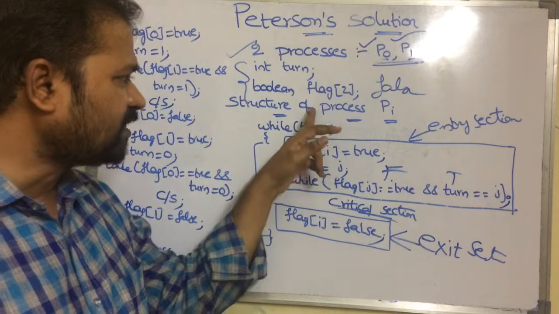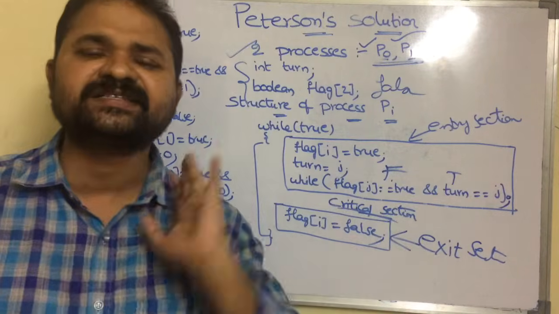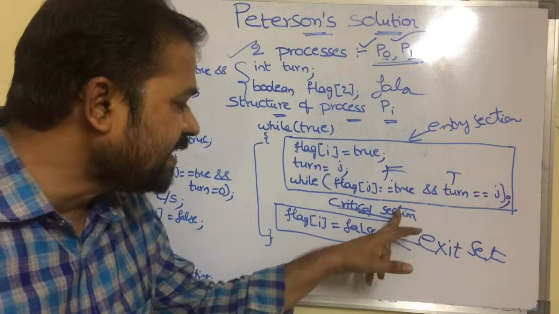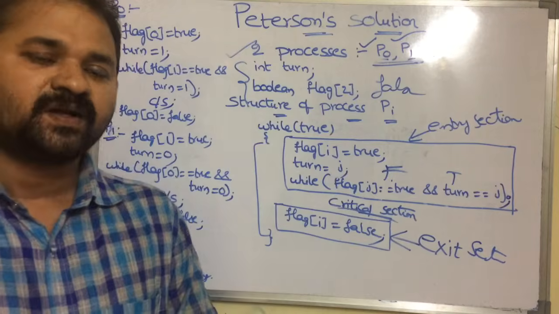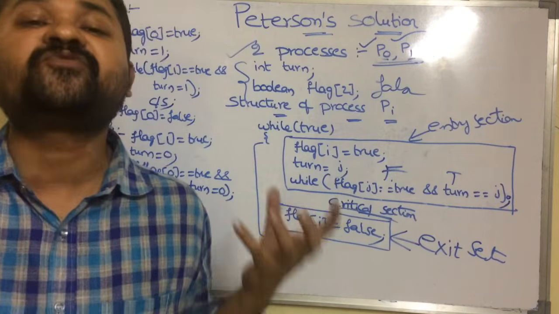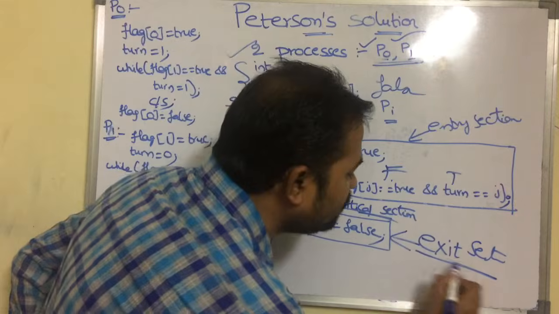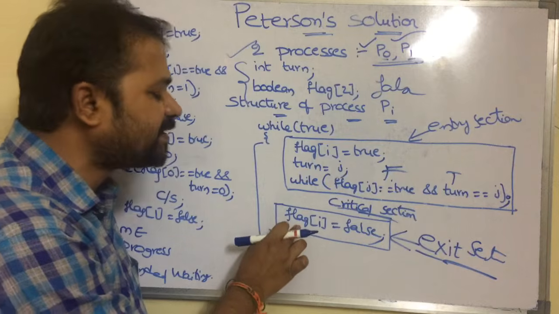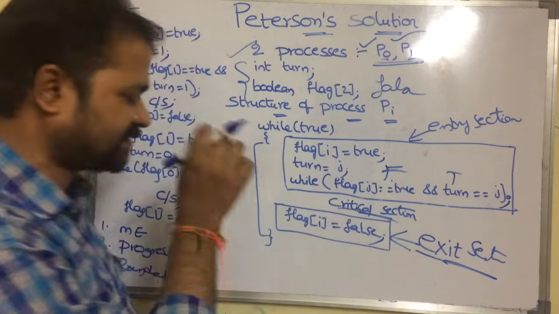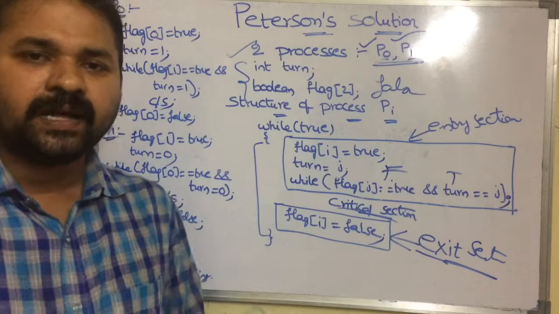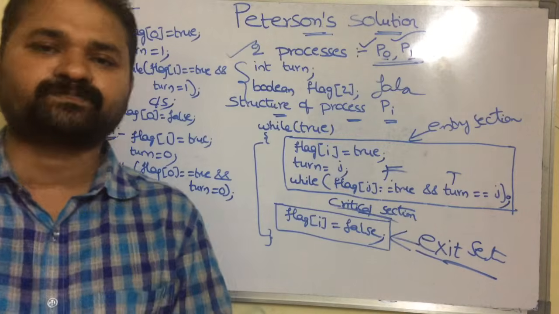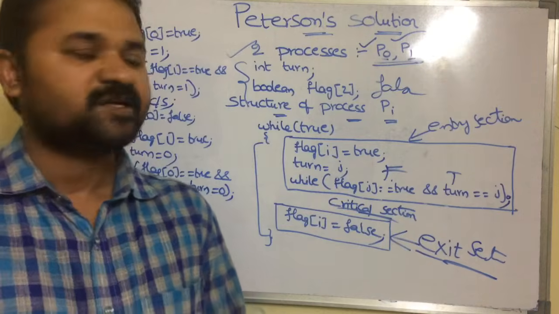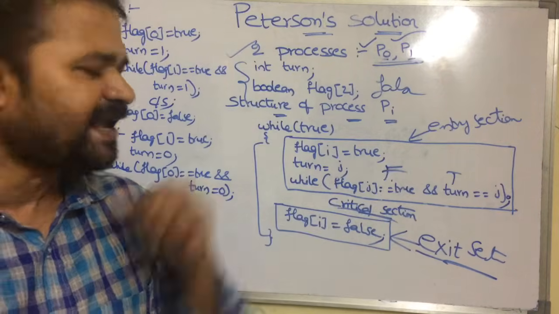Next, the corresponding process Pi executes the critical section, and if it has completed its operations, then Pi comes out from the critical section. So whenever process Pi comes out from the critical section, then it executes the exit section. In the exit section, it executes a statement as flag of i is equal to false. So it specifies that Pi comes out from the critical section. So now Pj can enter into the critical section. So this is about the structure of process Pi.